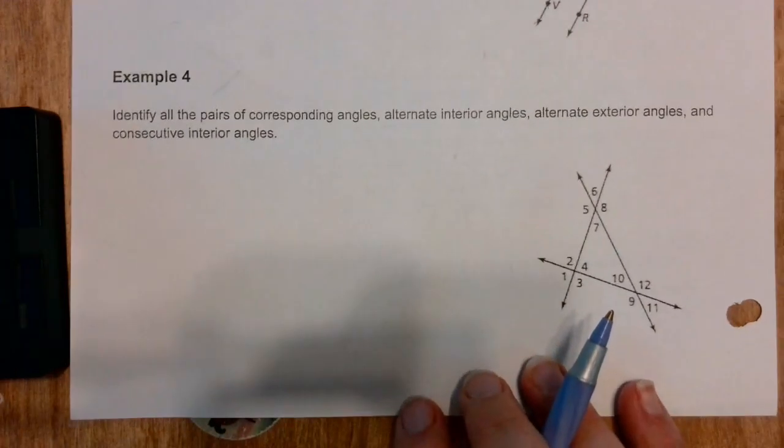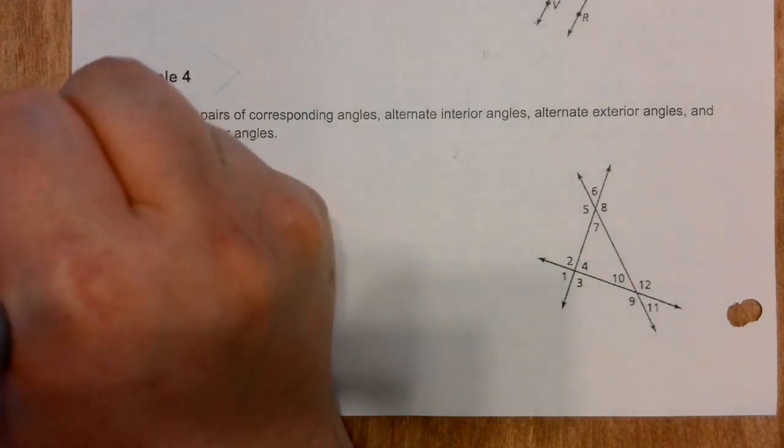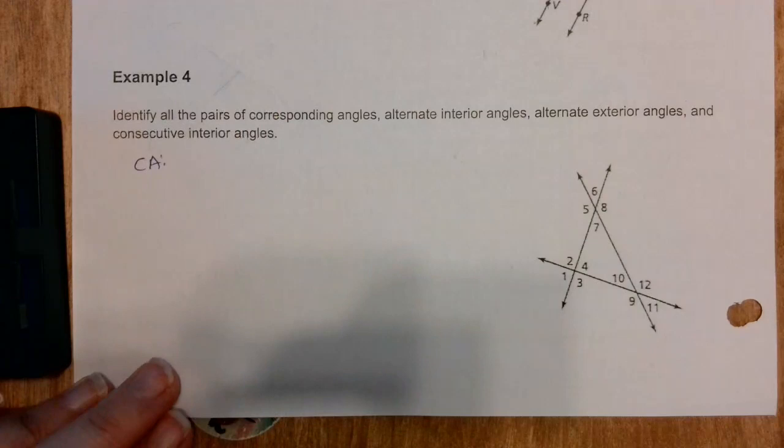Now example 4. We'll do part of it, but not the whole thing. It's a very, very long answer, and it's not necessarily worth all of its time. But it wants us to list corresponding angles, alternate interior, alternate exterior, and consecutive interior. So let's see here. Let's do some corresponding angles.